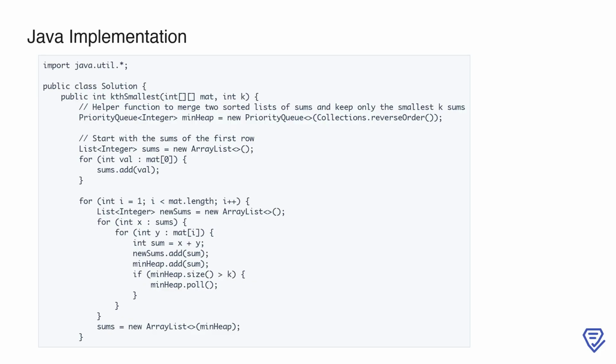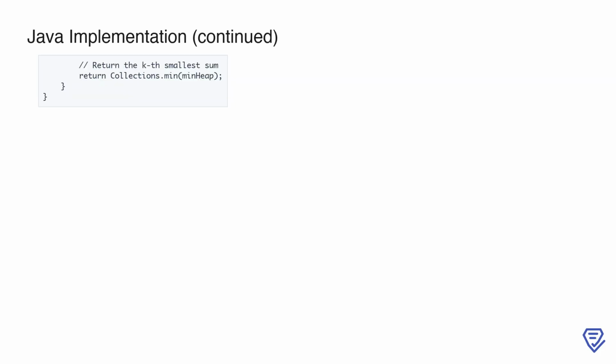However, to ensure that the heap does not grow beyond k elements, we remove the largest element whenever the heap size exceeds k. This way, we efficiently track only the smallest sums across all combinations of the rows processed so far. The intermediate sums are then stored in a new list for the next iteration, ensuring that the process continues seamlessly. At the end of the iterations, the priority queue will contain only the k smallest sums from all possible combinations of the rows in the matrix.